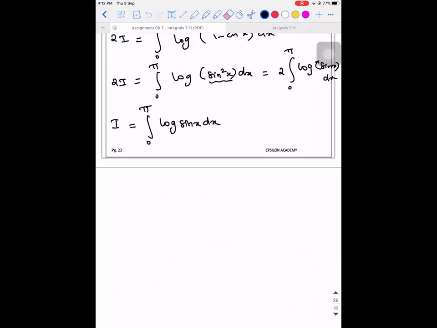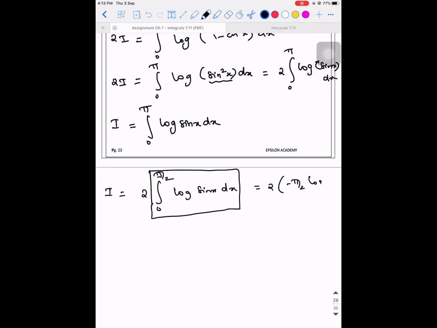Can we relate to property number 6, sir? You want to use property? We can use the same formula. Yeah, that's right. We can do that. So I will be equal to 2 times integral of 0 to pi by 2 log of sin x dx. Now you know the result for this. If not the result, you know how to solve this also. So 2 into minus pi by 2 log 2. This and this will get cancelled. Minus pi log 2. Good.